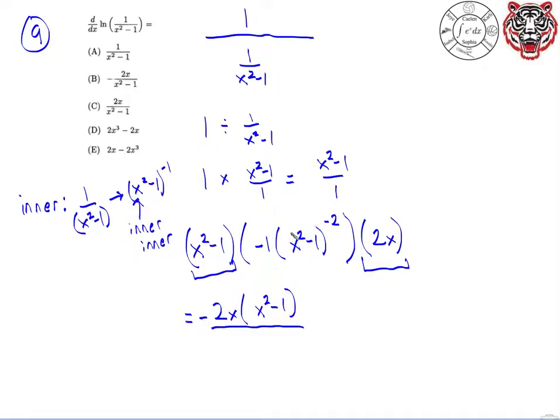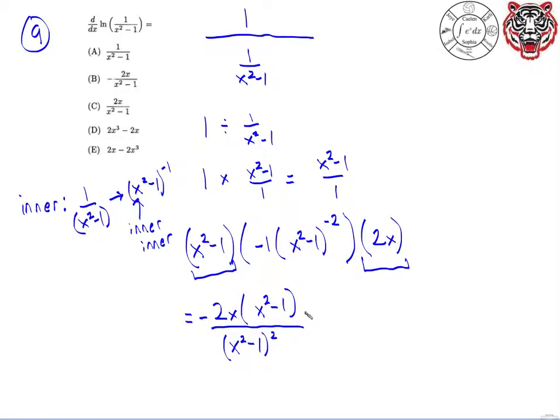So now I only need to rewrite this x squared minus 1 to the -2 with a positive exponent. How do I do that? Just bring it down to the bottom. Tell me what to write on the bottom. X squared minus 1 squared. All of that quantity squared. Perfect. All right, I'll pause.